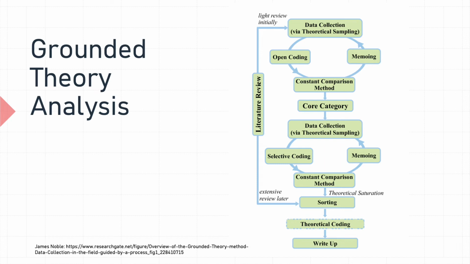So grounded theory is a research method developed by sociologists Glaser and Strauss in 1967, and it allows the researcher to systematically generate theory from data analyzed by these constant comparisons. And if you notice in this graphic, you see the constant comparisons repeated.